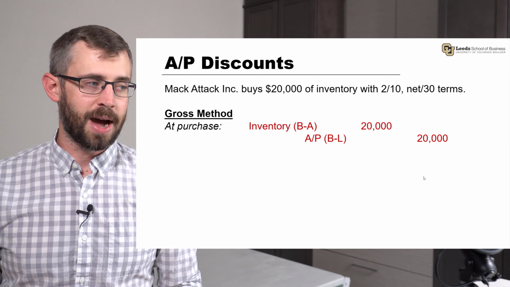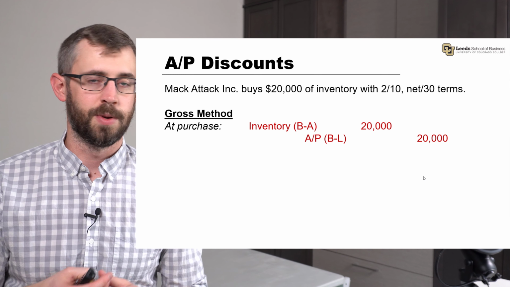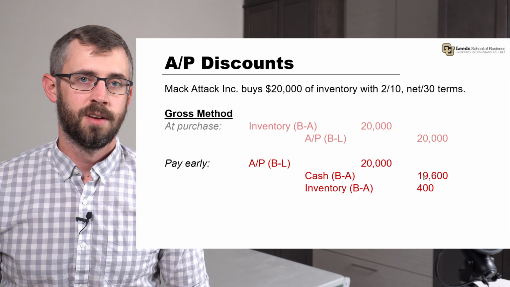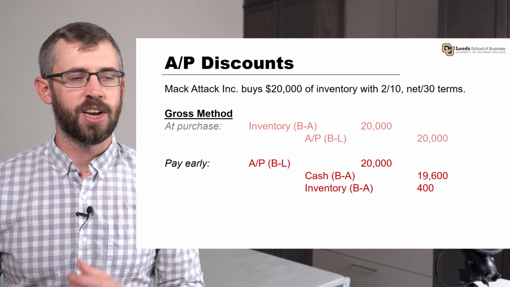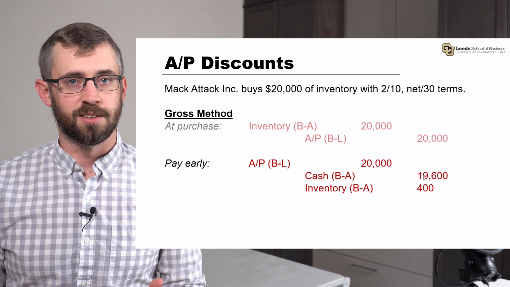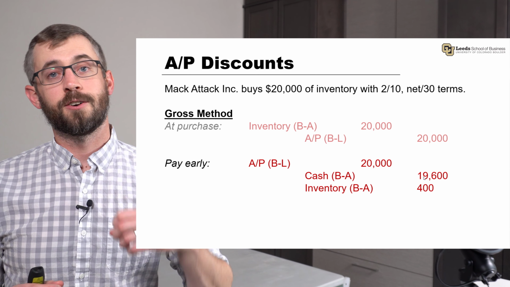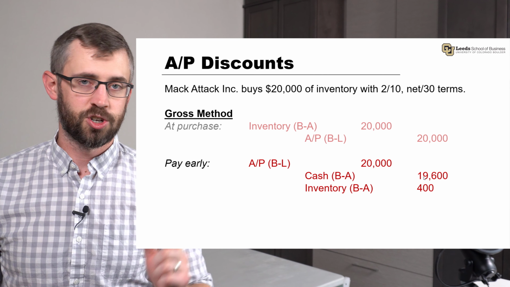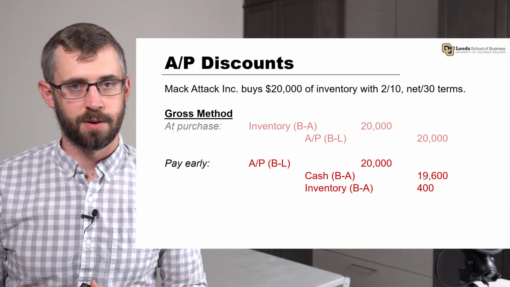When they initially buy this inventory, they'll record the inventory at the full $20,000, again, assuming no discount, and their accounts payable liability at the full $20,000. Now, if they decide to pay early and take the discount, so they change their mind, they're only going to pay $19,600 in cash, or 98% of that purchase price. But their full liability goes away, right? The $20,000 accounts payable they originally recorded completely disappears because they have no liability remaining.